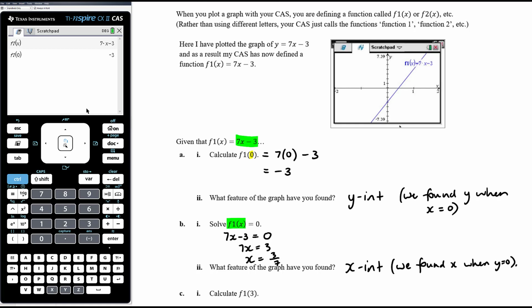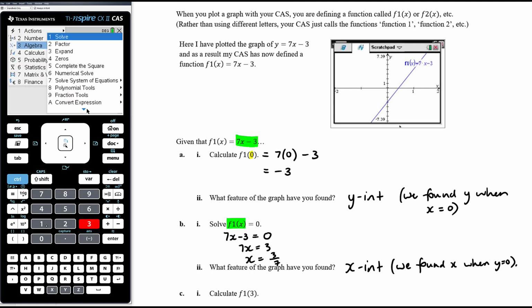Okay. Now it's important to understand that in your CAS, if you just type f1 of x equals 0, it's just going to give you the equation, 7x minus 3 equals 0. So because we actually then have to, once we get the equation, we have to solve it, we actually want the CAS to solve f1 of x equals 0.